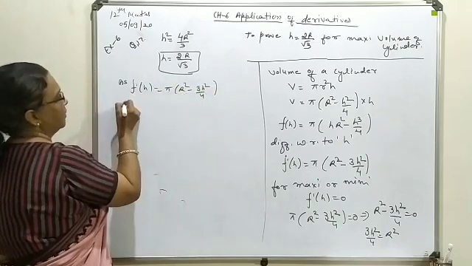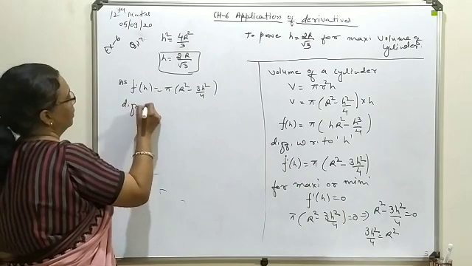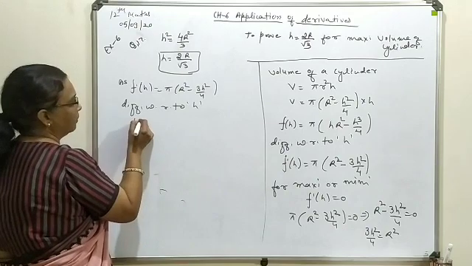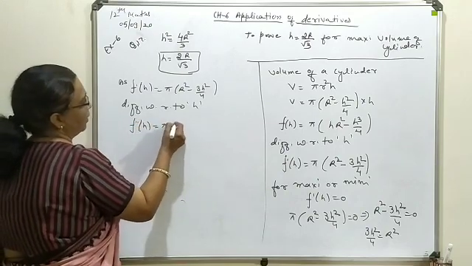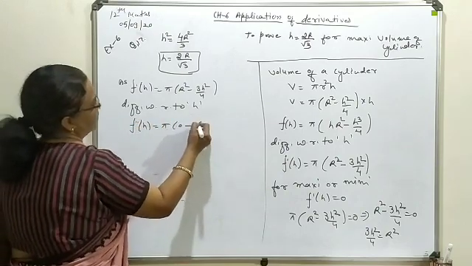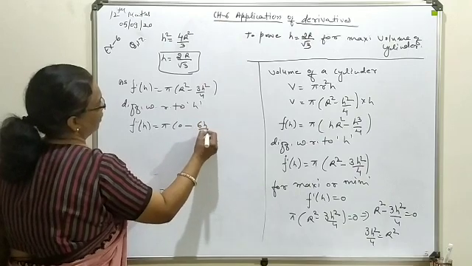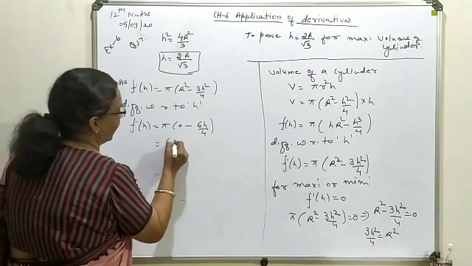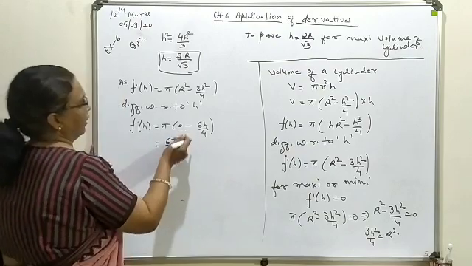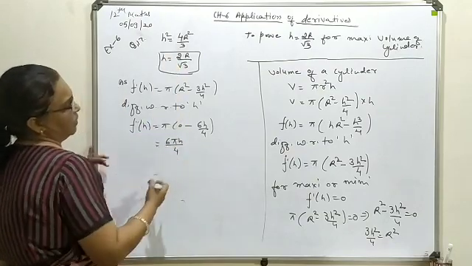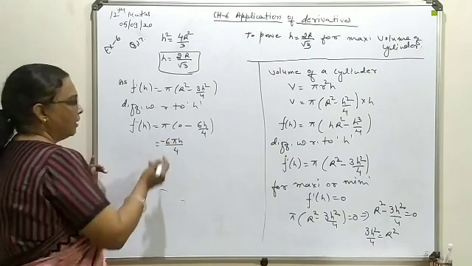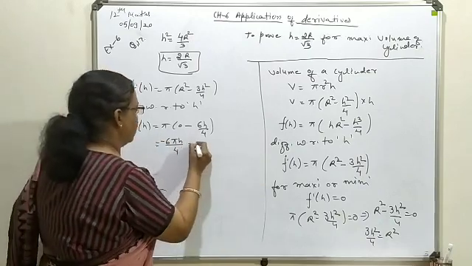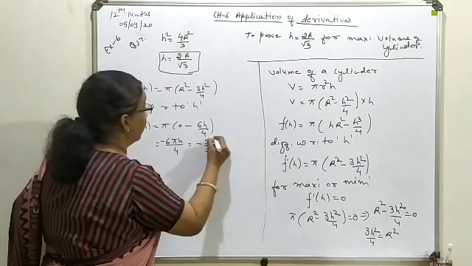R square is being constant, so differentiate. f double dash h is pi times 0 minus 6h upon 4, that is minus 6 pi h upon 4. Whatever the value of h you substitute, it is not going to affect its sign, it will be a negative quantity. So this you can write as minus 3 by 2 pi.